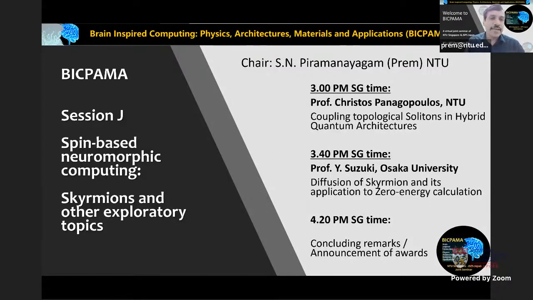We are in the final session of the BICPAMA joint seminar, organized under the support of NTU Singapore and JSPS Japan. So we are in session J, which is one of the many sessions on spin-based neuromorphic computing. But in this particular session, we'll be focusing on Skyrmions and other exploratory topics.